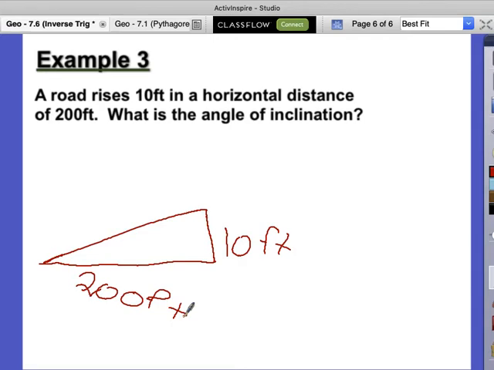Okay, real quick. A road rises 10 feet. This is our road. It rises 10 feet, goes up 10 feet. We'll pretend this is perfectly up and down, but Graydon's good at drawing. Over a horizontal distance of 200 feet. So over the course of a horizontal 200 feet, the road rises 10 feet. So here's the actual road. Now this is going to be a right angle because it's rising over the horizontal distance. And we're asked, what is the angle of inclination? Which angle would that be referring to?